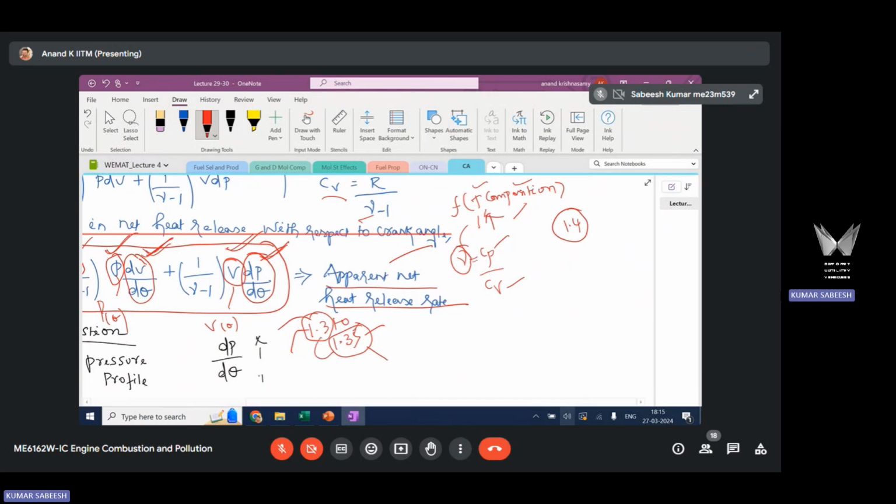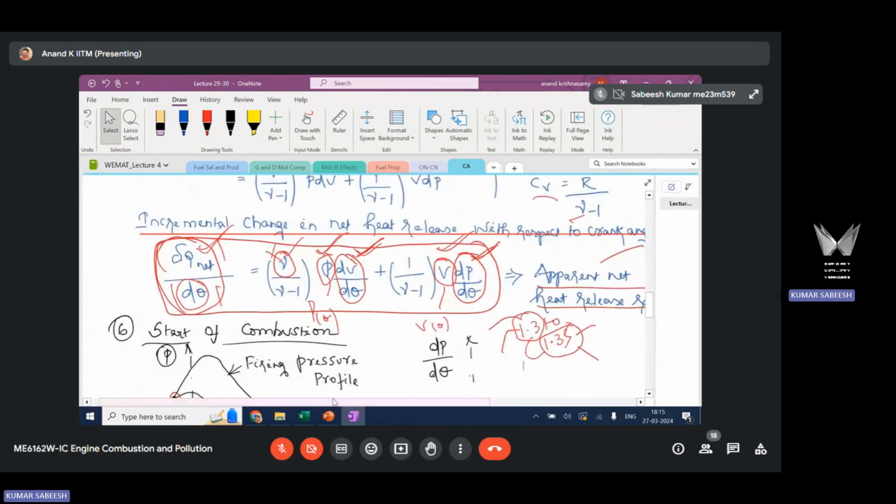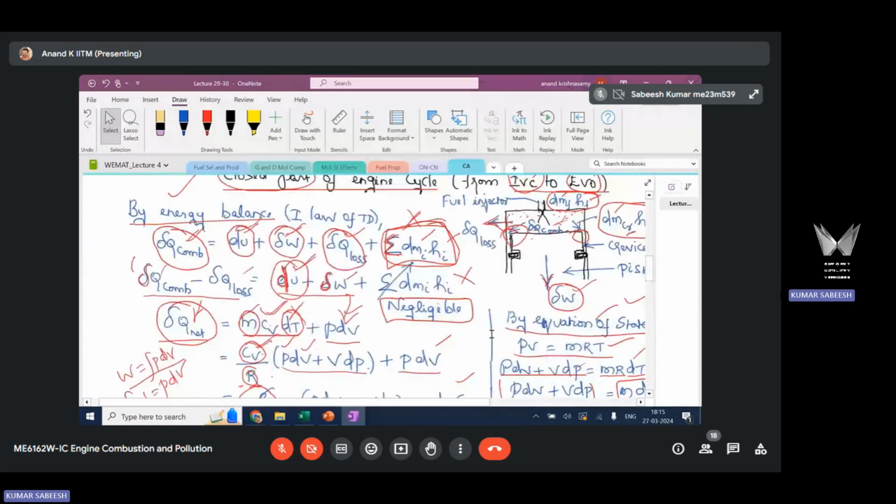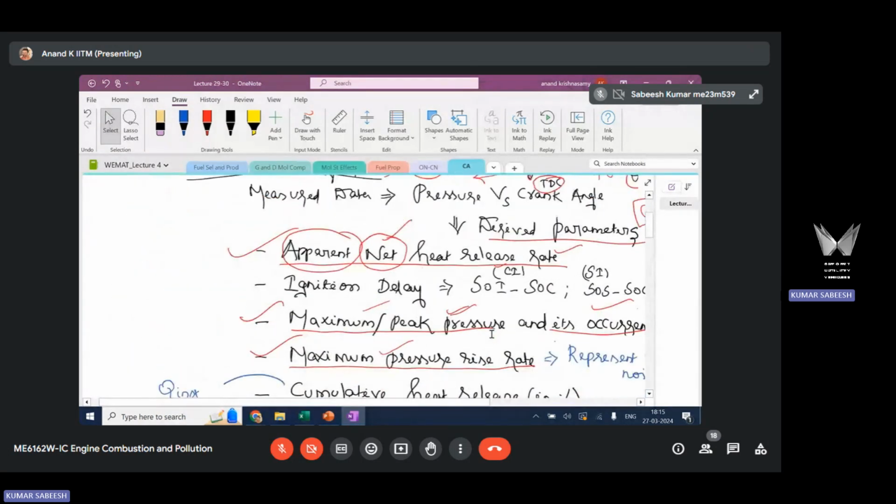Okay, some mean value we are using. Otherwise, you need to consider the effect of temperature as well as composition to get the value of gamma, and that will fall within this range. Okay, it varies continuously, but an approximation is made here. We take some mean value of gamma and proceed with estimating this dQ_net/dθ, which is the apparent net heat release rate. So that is how we get this derived parameter, apparent net heat release rate, from the pressure that we acquire.